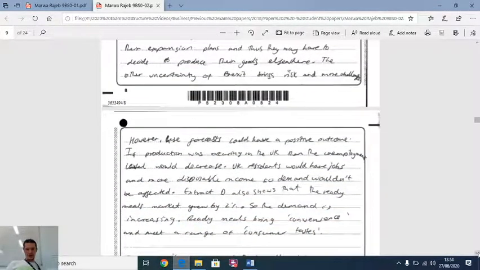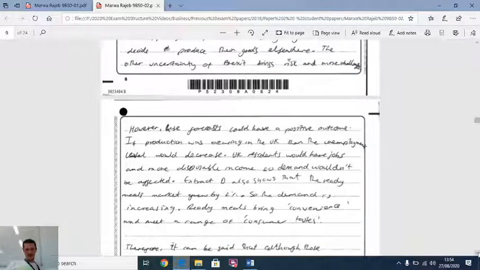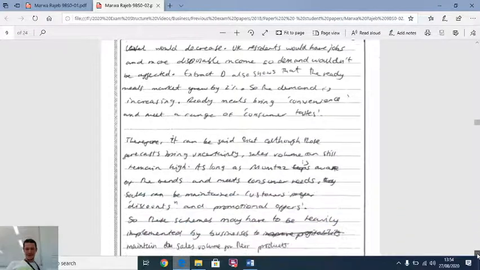However, the use of forecast could have a positive outcome. If production was occurring in the UK, the unemployment level would decrease. Fine. UK residents could have jobs and make more disposable income, so demand wouldn't be affected. Extract D shows that the ready meals market grew by 2%, so the demand is increasing. Ready meals bring convenience and meet a range of consumer tastes, so there's direct data reference there.